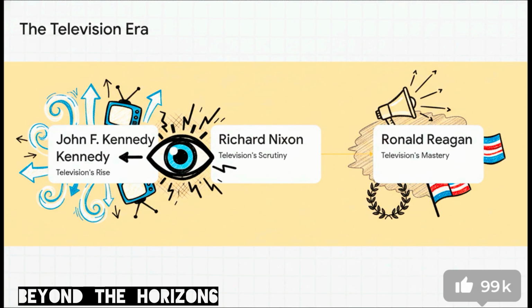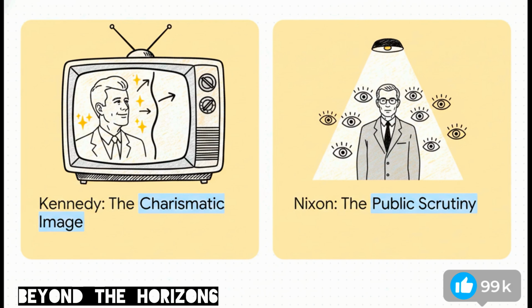And our list gives us this perfect trio for this era. It's like a 3-act play about the presidency and television. You have Kennedy, who rode the wave of TV's rise, then Nixon, who got crushed under its intense scrutiny, and finally, Ronald Reagan, who achieved total mastery of the media. The contrast here is just perfect.